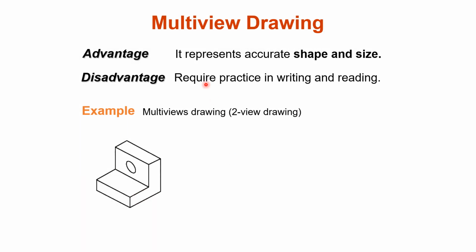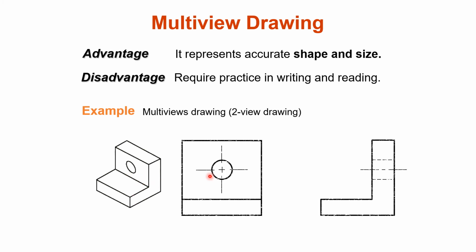Multi-view drawing represents accurate shape and size. Disadvantage, it requires practice in writing and reading, means you need more practice for drawing this multi-view drawing. So here is an object. Now I will draw the multi-view, means more than one drawing. Here you can see the front face and the right side face. The front face is shown here. Okay, there you can see. Now you can measure the exact circle diameter, width, height. Okay, here the bottom step.